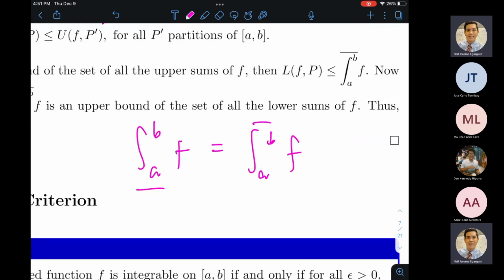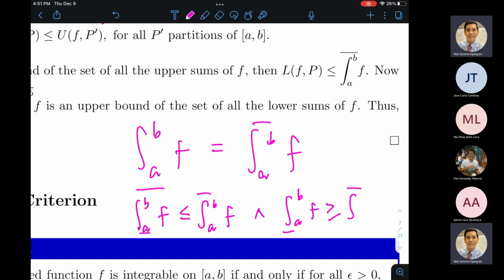So, usually you do it two ways. We prove that the lower Riemann integral is less than or equal to the upper Riemann integral, and the lower Riemann integral is larger than or equal to the upper Riemann integral. So sorry, puro integrals dapat yung binanggit ko. Now, lemma 5.4 already takes care of this guy. We already know that the lower Riemann integral is always less than or equal to the upper Riemann integral.